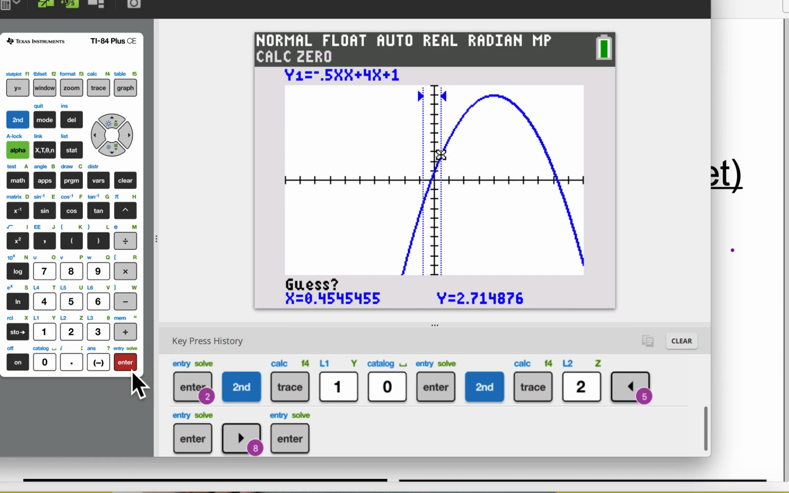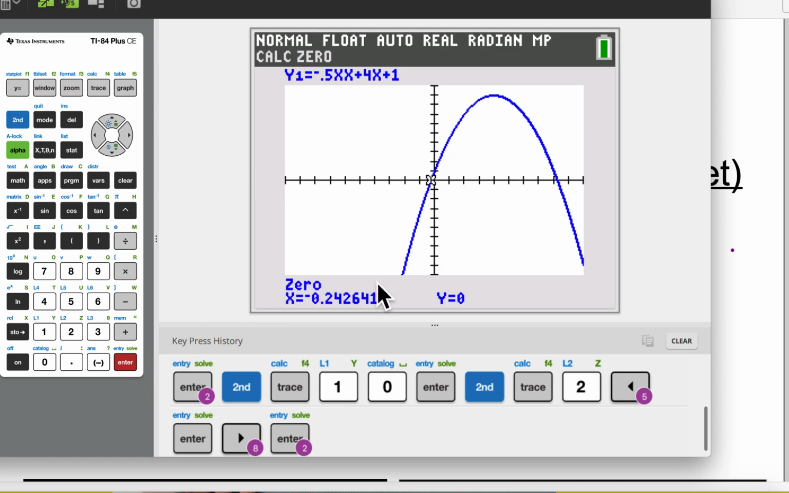And then it says guess, just hit enter. And then I can get one of them. So 0.243, right? 0.243 is one of them.